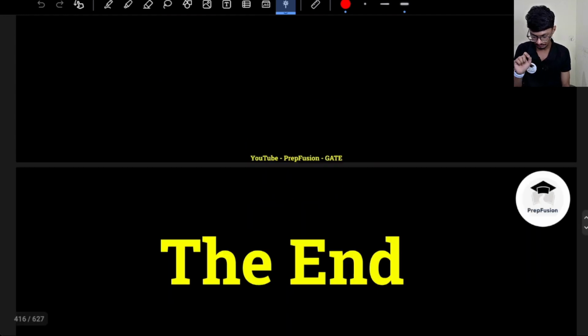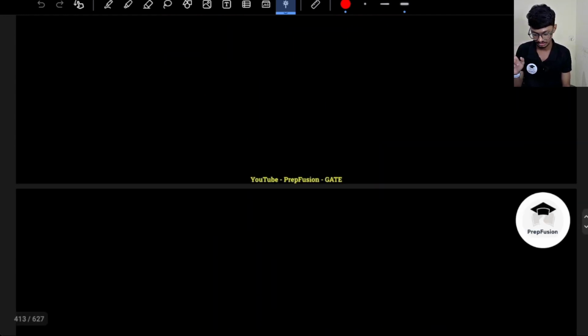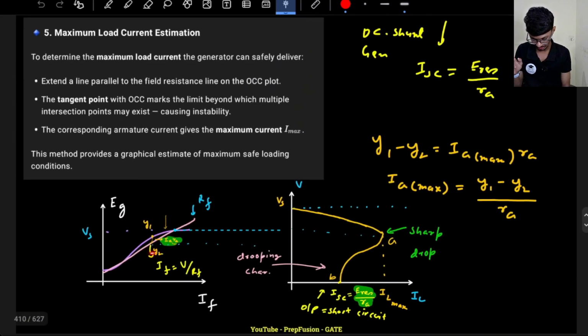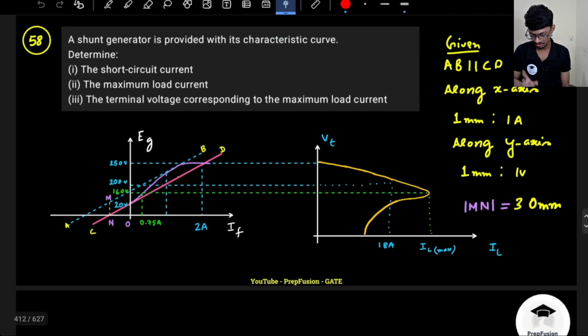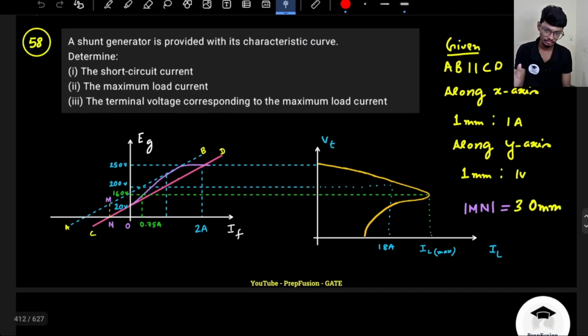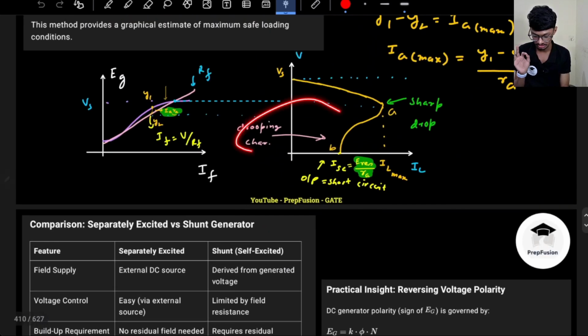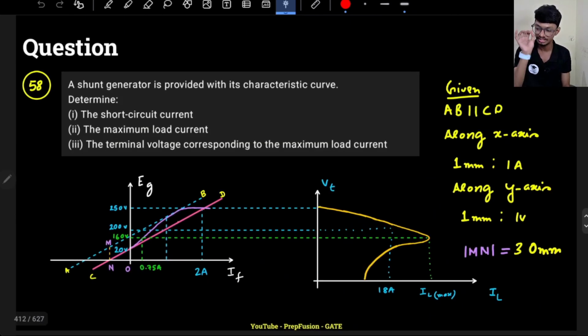So one question that I did not show you in the previous lecture was related to this concept, right? We will try to decode this question so that we understand the characteristics of the DC shunt generator even further, to a higher level. This is the question that I will solve. I really want all of you to try this question out. Whatever concepts we have learned in the previous lecture, please pause the video now and try this question out.